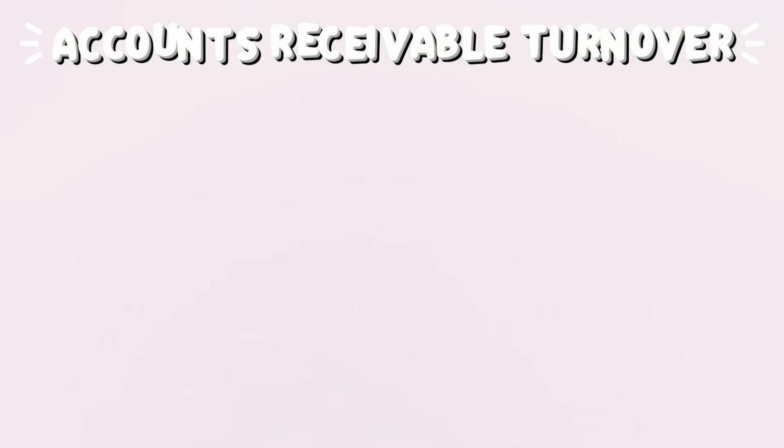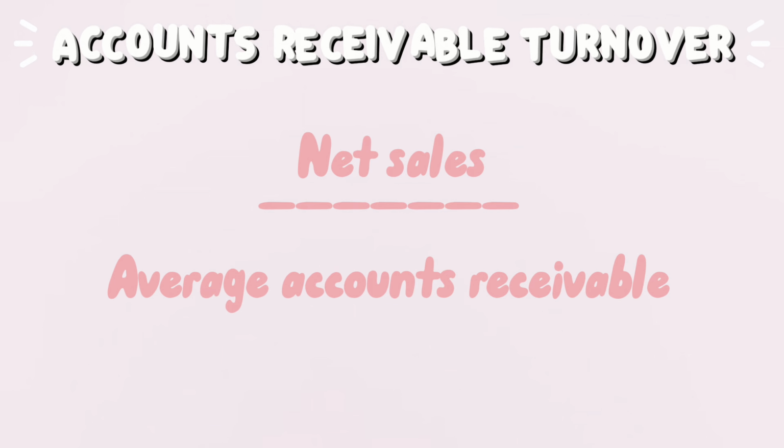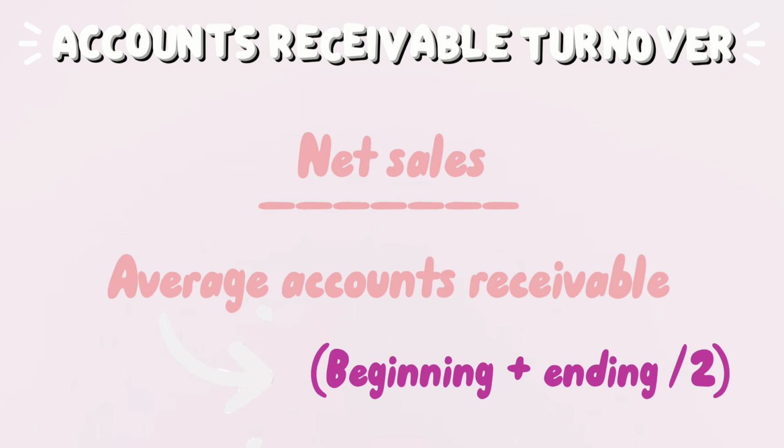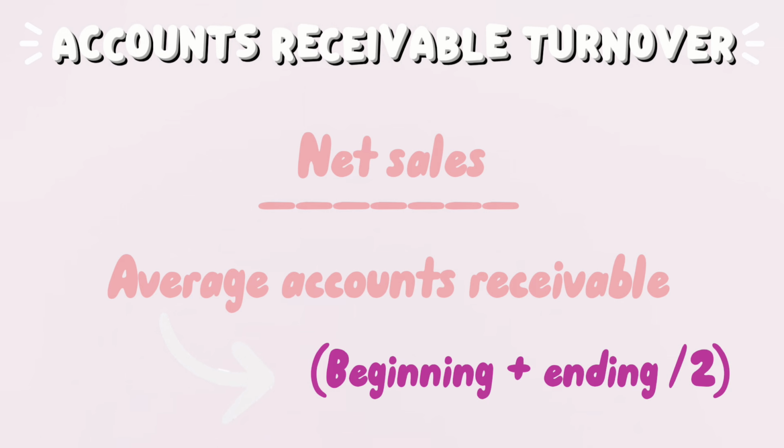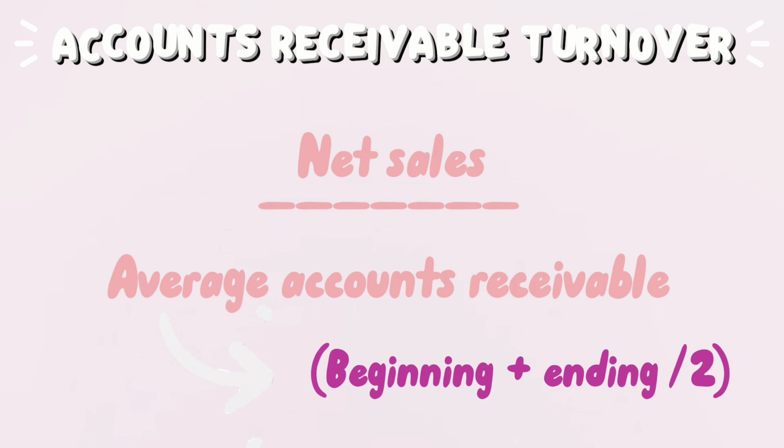To find this turnover, take net sales and divide by the average accounts receivables. The average is found by taking the beginning and ending balance of your accounts receivable and dividing by 2. This turnover is showing how often those receivables were collected in the accounting period.